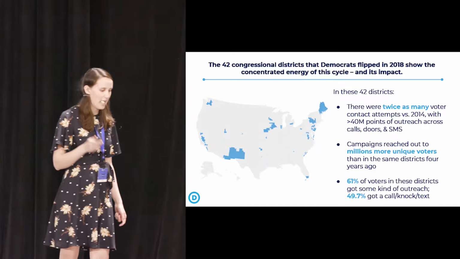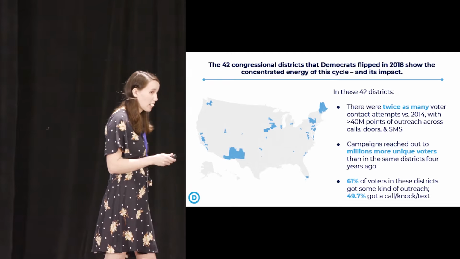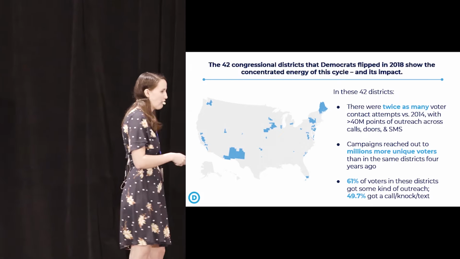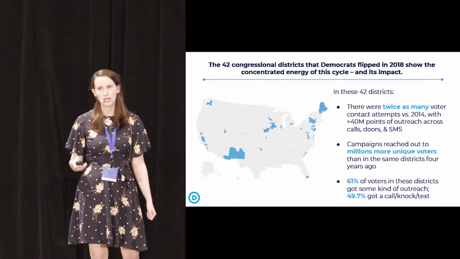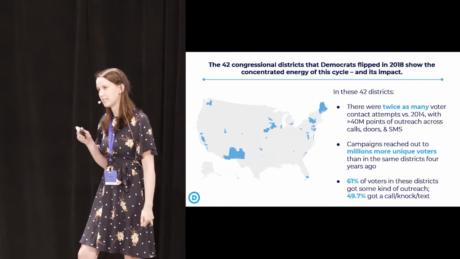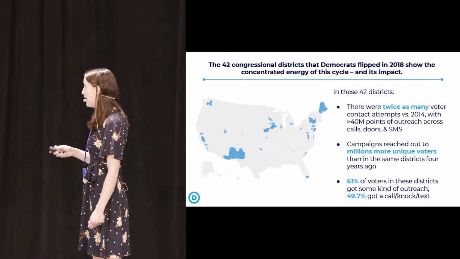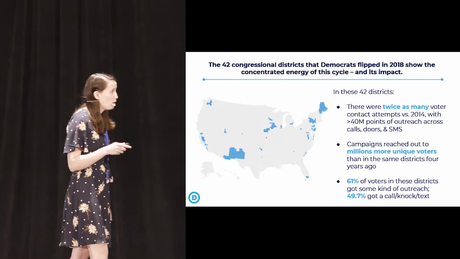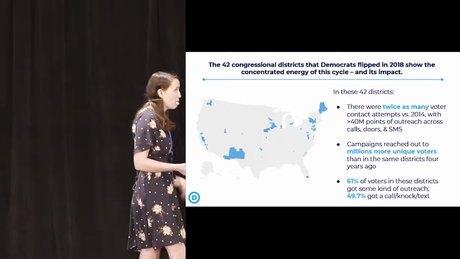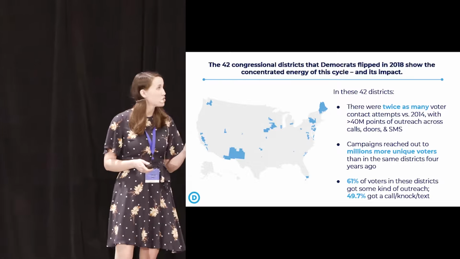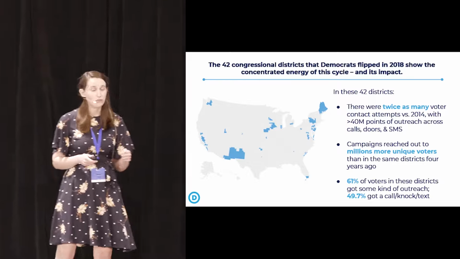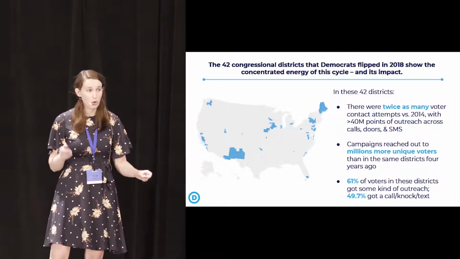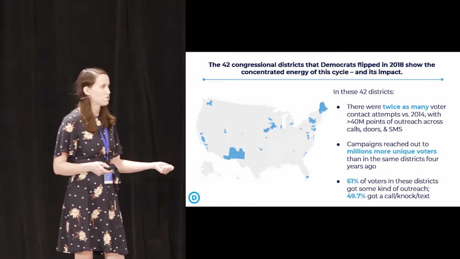Specifically, campaigns were able to leverage data and analytics to run targeted programs that focused on the districts in the country that were most competitive, including 42 congressional districts around the country that Democrats flipped by investing significantly more resources than in past midterm elections. Specifically, within only these targeted districts, we saw more than 40 million points of outreach to voters living in these 42 competitive congressional districts, and talked to millions more voters in those districts than in the same districts in 2014.